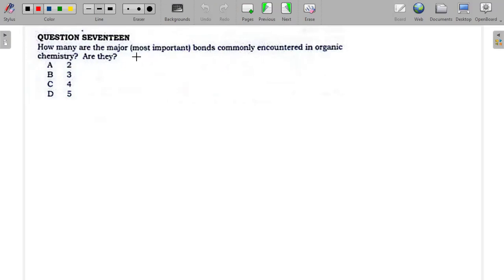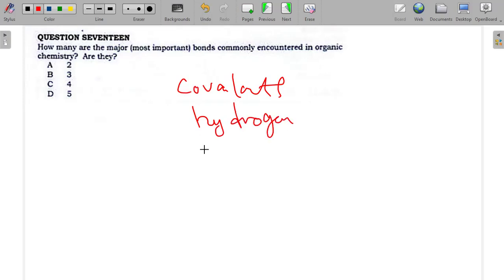How many are the major or most important bonds commonly encountered in organic chemistry? Okay, so we have the covalent bonds, we have the hydrogen bonds, then we have the ionic bonds. So there are just three of them. So we pick three there, the best answer.